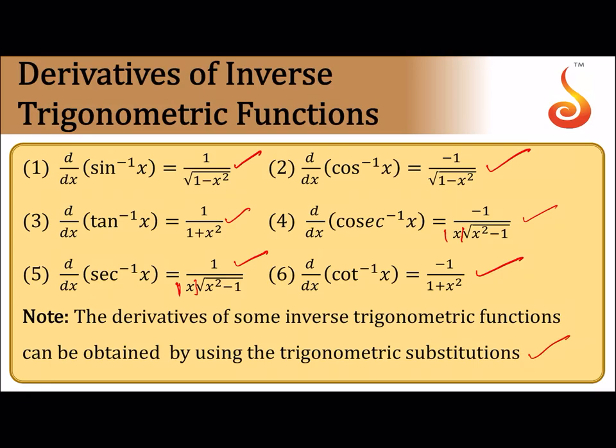Derivative of cos inverse x is minus 1 by under root of 1 minus x square. Derivative of cosecant inverse x is minus 1 by mod x into under root of x square minus 1. Cot inverse x is minus 1 by 1 plus x square. So derivatives of some inverse trigonometric functions can be obtained by using trigonometric substitutions.